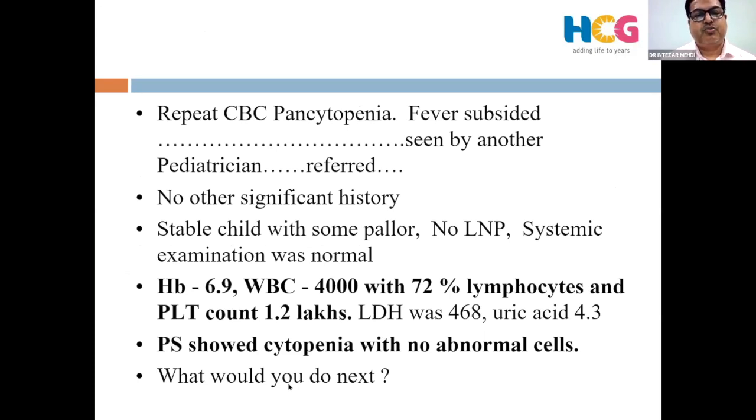So a repeat CBC showed pancytopenia, the fever had subsided, and she was seen by another pediatrician. That pediatrician referred the patient to me, and this is a stable child with some pallor, no lymph nodes, no organomegaly. We repeated the CBC. As you can see, platelets have improved to 1.2 lakhs. Hemoglobin is 6.9. WBC is normal at 4,000, but there is relative lymphocytosis. The peripheral smear is showing some cytopenia, but there are no abnormal cells. What would you do next?